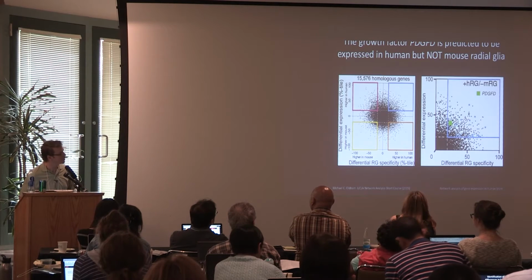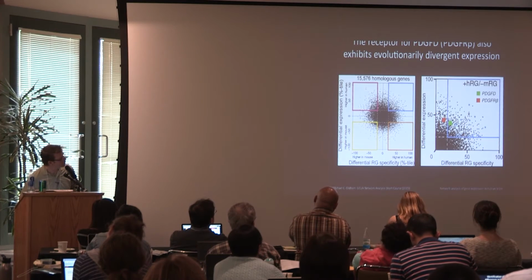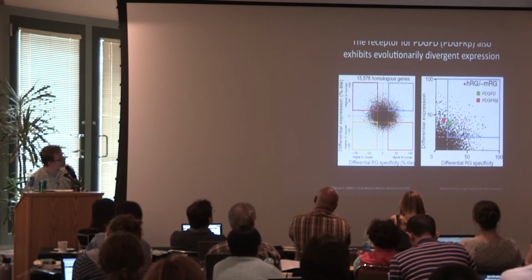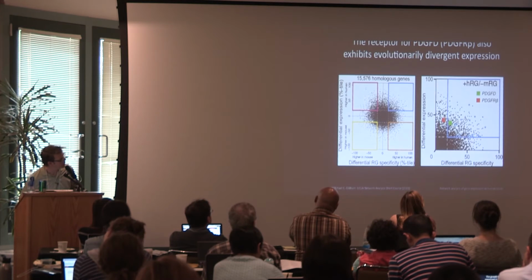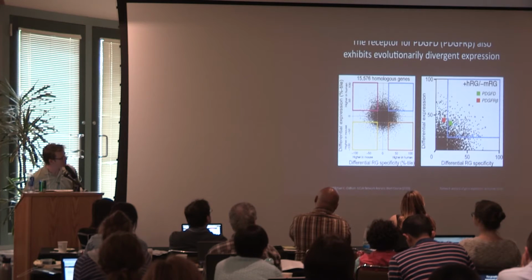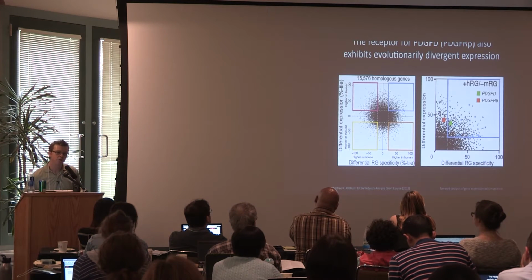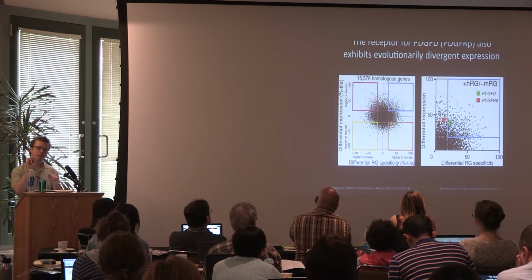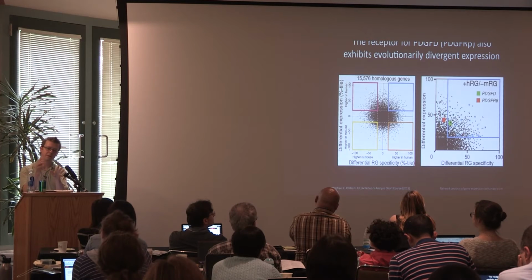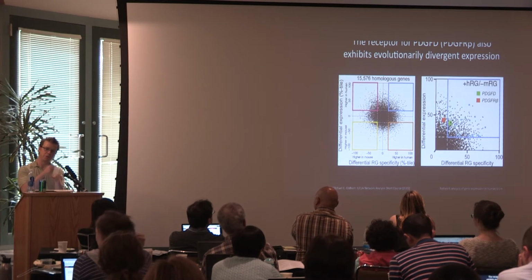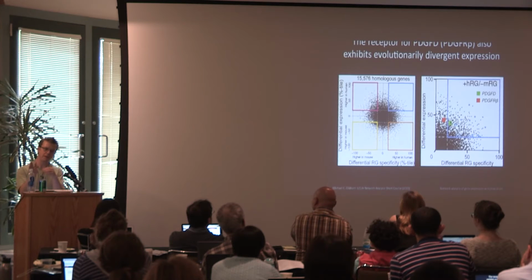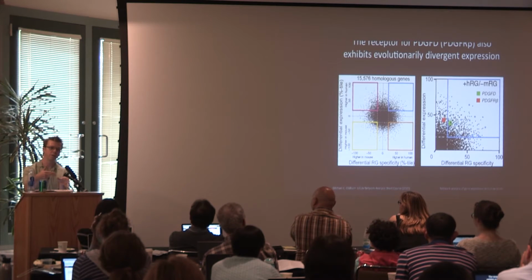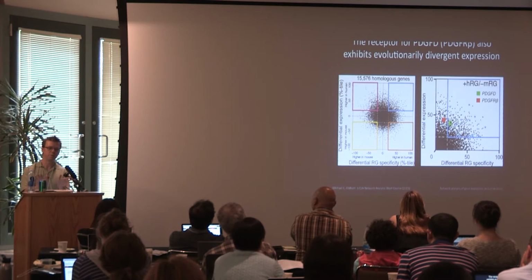So that was interesting. And furthermore, the receptor for this particular ligand, PDGFR beta, was right here on this plot. So it wasn't one of the most high confidence predictions made by our analysis, but it still looked pretty good, right? So now you have a case where both the ligand and its receptor are predicted by this analysis to be specifically expressed by human but not mouse radial glia during cortical development, purely starting from co-expression, right?